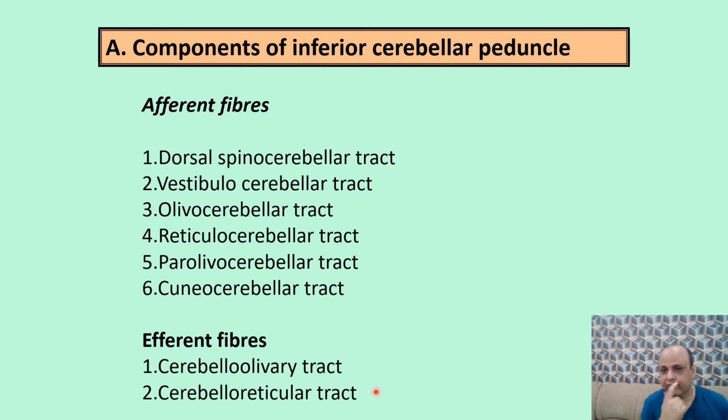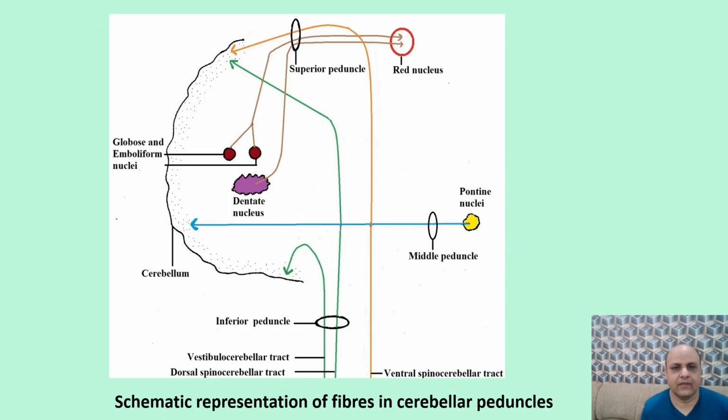So students, you have to memorize this because this comes in the examination. Enumerate the components of the inferior cerebellar peduncles. You remember that in the diagram you had the vestibulocerebellar tract and the dorsal spinocerebellar tract. Other than that, you have ORPC, and if you use the O and R, cerebello-olivary tract and cerebello-reticular tract, they are the efferent fibers of the inferior cerebellar peduncle. So this is the inferior cerebellar peduncle.